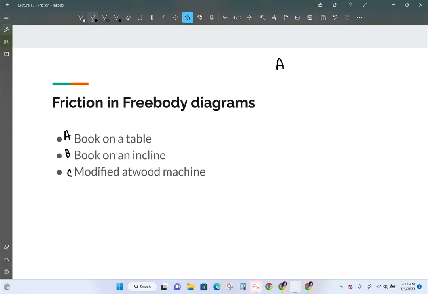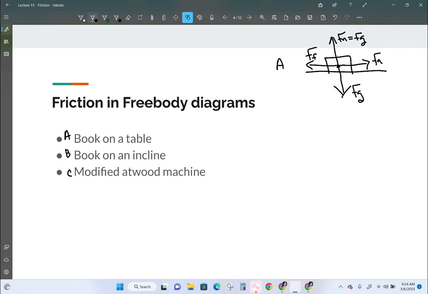So for diagram A, we've already talked about this, that if you have a book on a table, it's pushing on the table with its weight and the table is pushing back equal and opposite. So the normal force in this scenario is in fact equal to the weight of the object. Now, you're going to push it with an applied force, and if friction is in the system, friction always opposes that. So that's the difference. You just add friction opposing Fa.